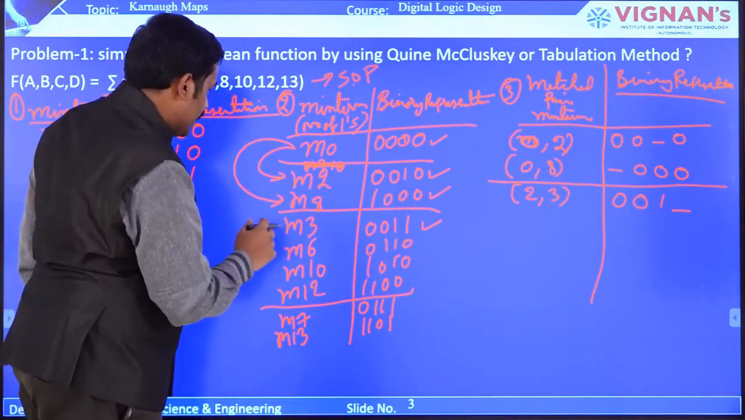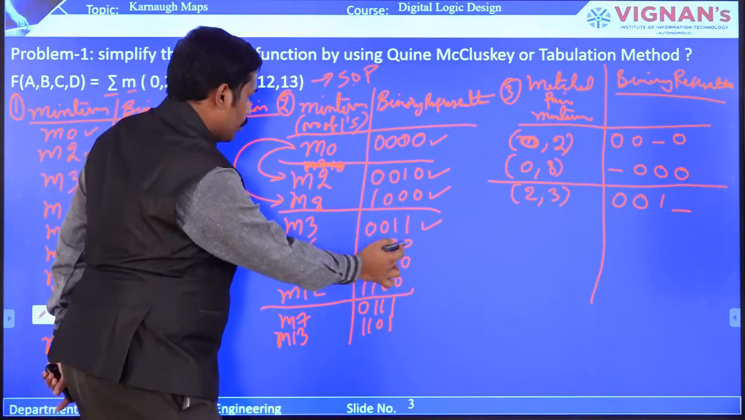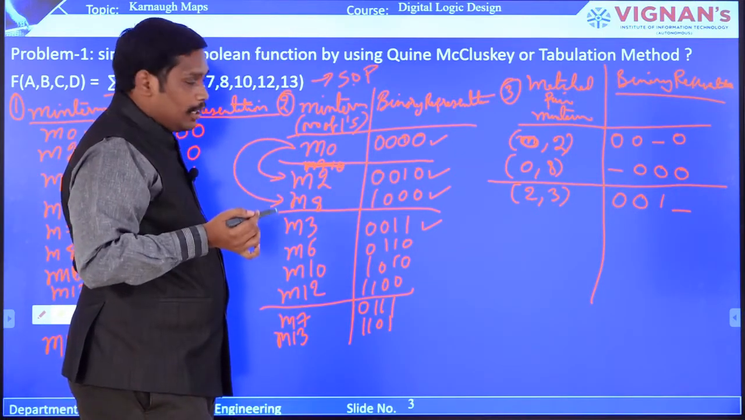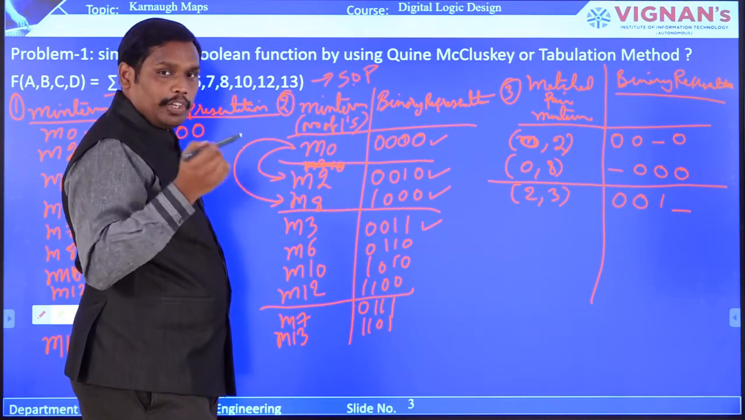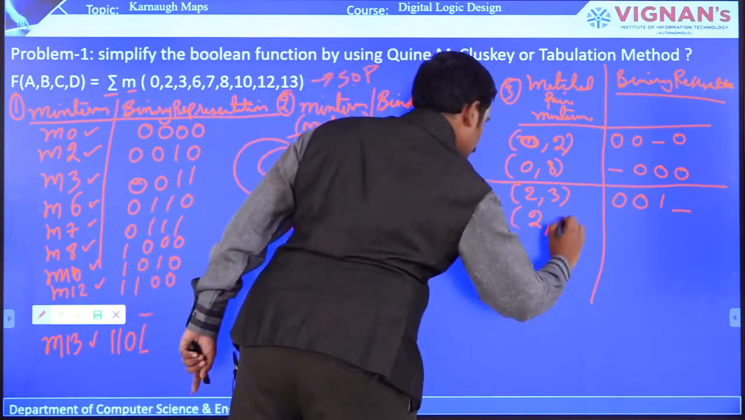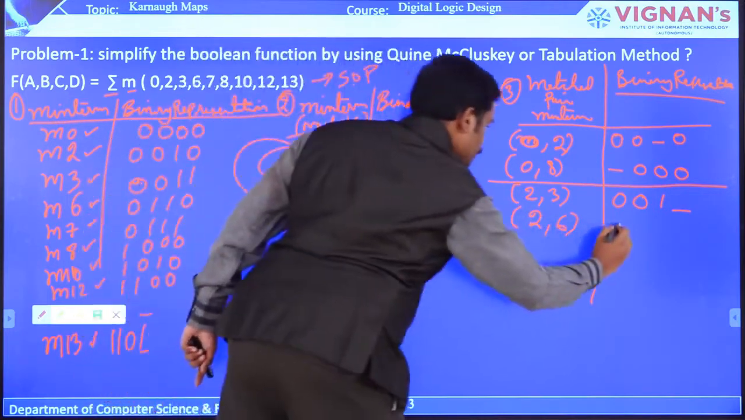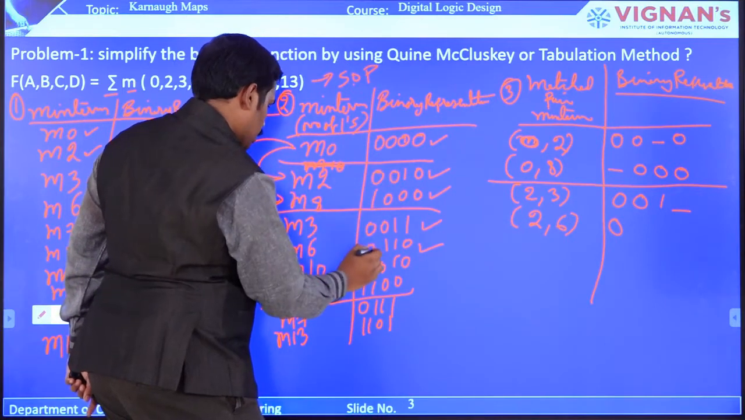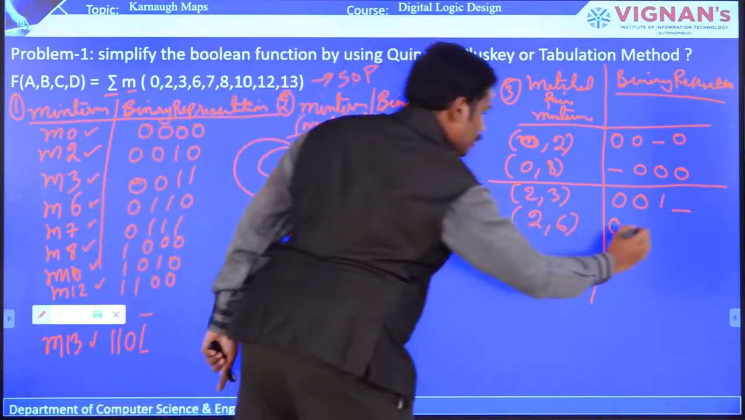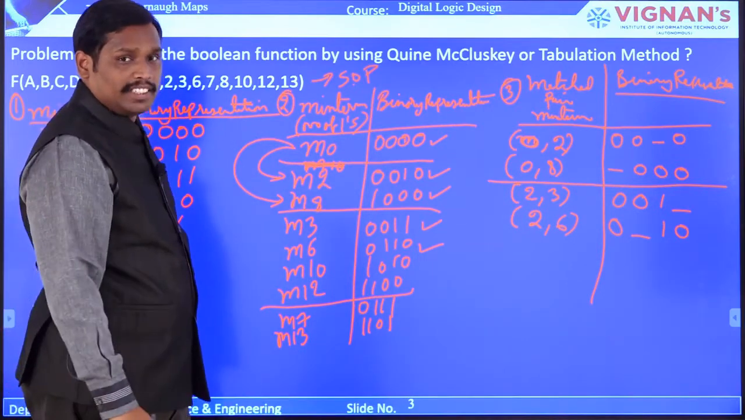Now 2 with 6. Is there any possibility that it can form a group? Yes. 0, 0, 1, 0, and M6 is 0, 1, 1, 0. So now the second position of that particular group has a change of the bit position, so we are going to replace it with underscore. Right, now I'm going to write 2, 6. Since there is a matched pair, you have a small tick mark, and the result is 0, then underscore, then 1, then 0. So now you understood how you are getting a matched pair from the previous successive table.